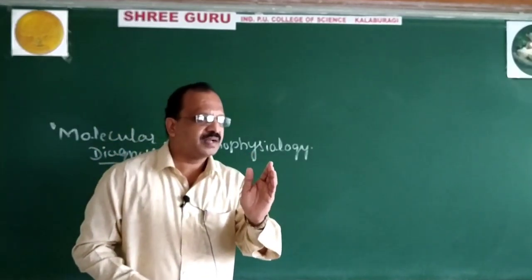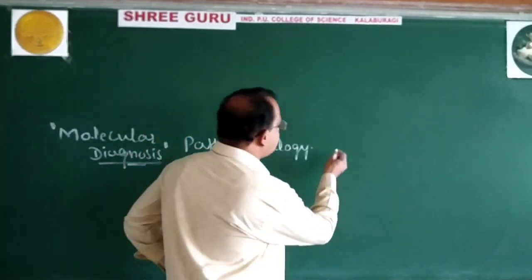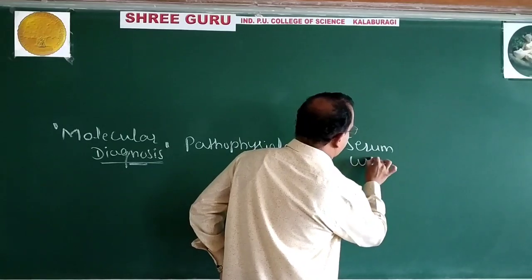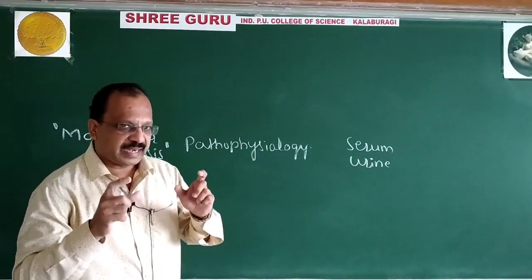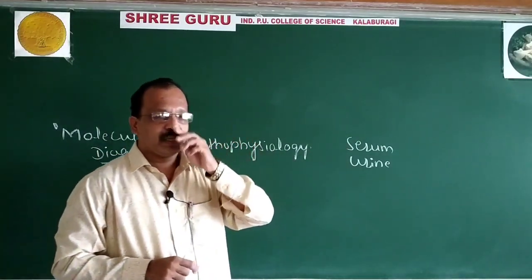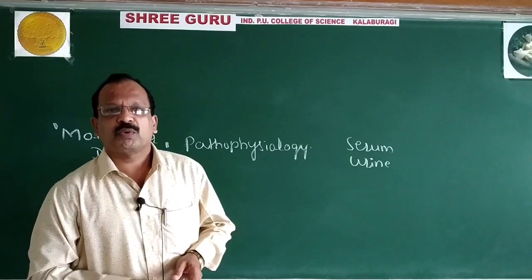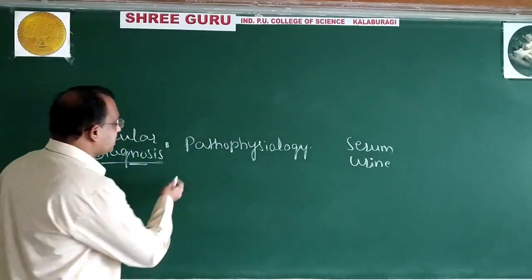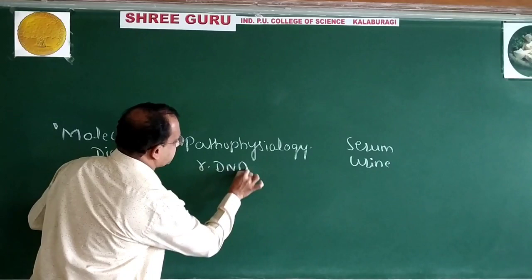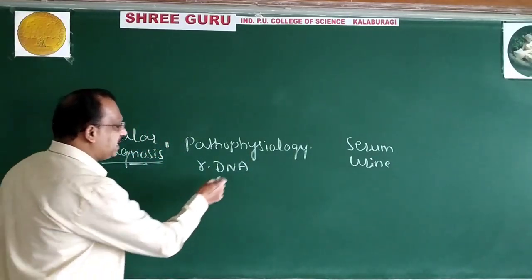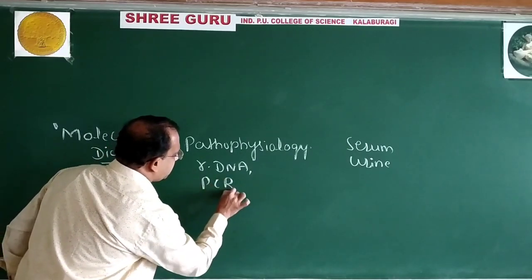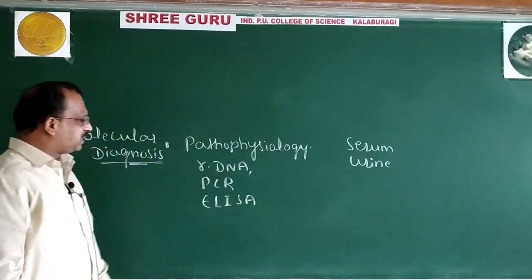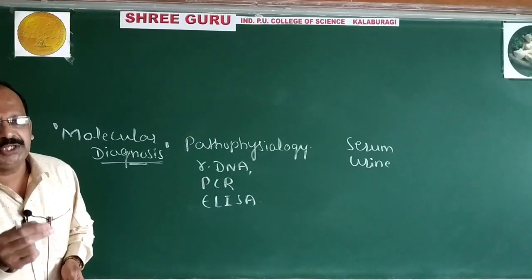Earlier, diseases were detected or identified by serum and urine analysis. By this method, it is not possible to identify the diseases in the initial period. Therefore, now modern techniques like recombinant DNA technology, polymerase chain reaction, and enzyme-linked immunosorbent assay tests are used to identify the diseases in the initial period.